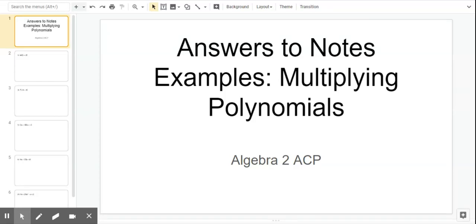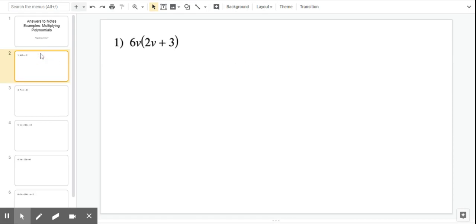All right, let's go over the answers from the notes from last time on multiplying polynomials. So this first one was just multiplying a monomial by a polynomial. Monomial meaning it just has one term. Polynomial means it has one or more terms. So for this, what we're going to do is distribute.